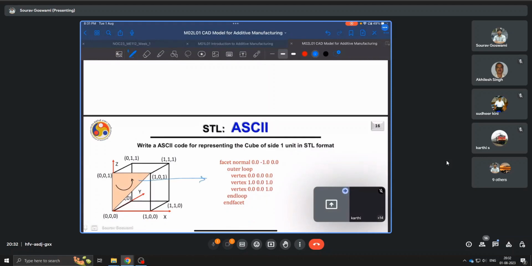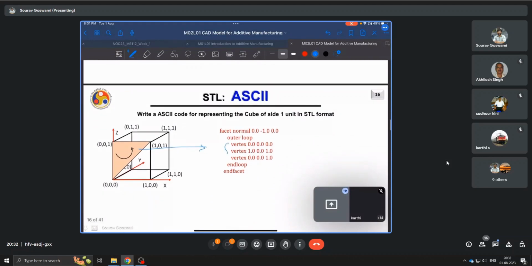Again, you will find that the sequence of these vertices is consistent with the right hand thumb rule. That is when I wrap my fingers around the vertices, going from this direction and here, my thumb points in the direction of the outward normal.